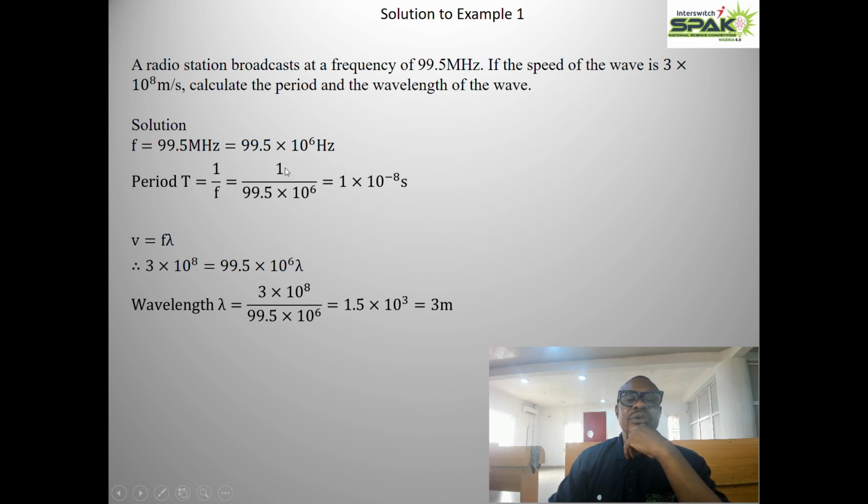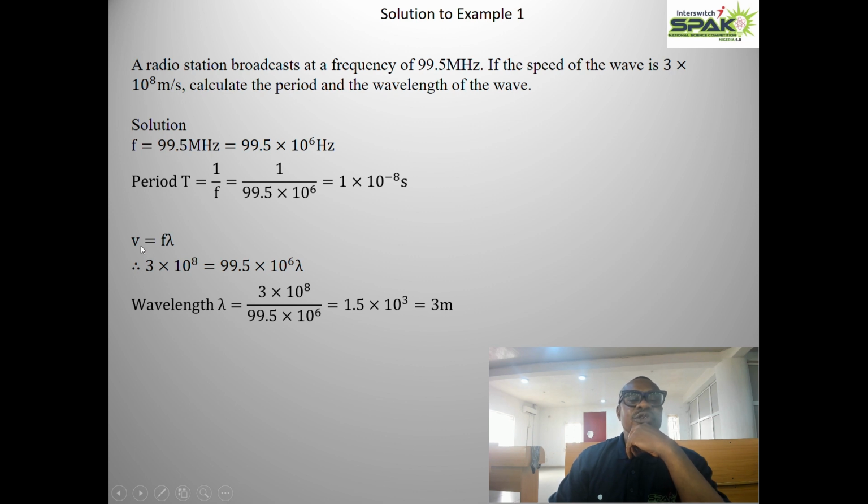So when I key in the values, I will eventually have my answer as 1 times 10 raised to power minus 8 seconds. Then the next is to determine the wavelength. Wavelength is lambda. So from the parameters given, I have my F, of course. Is the velocity given? Yes, the speed is given as well. That is 3 times 10 raised to power 8.